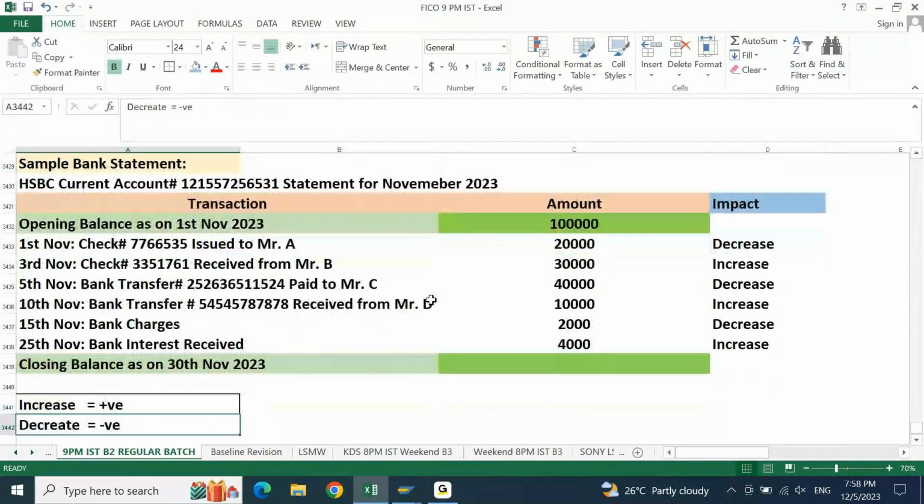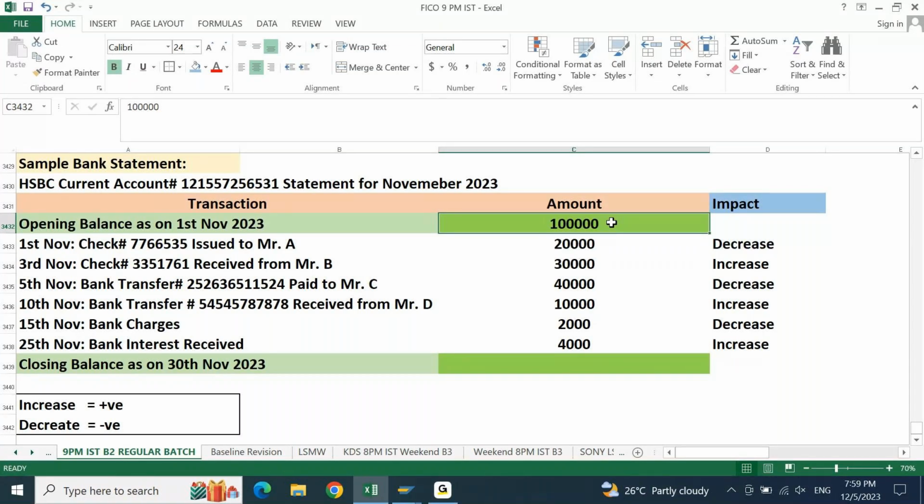Now, if I put my opening balance as positive or negative, that is also important. You have to mention whether your bank opening balance is a positive balance or a negative balance. This also we need to mention. For now I am mentioning no sign. No sign means it is a positive balance.